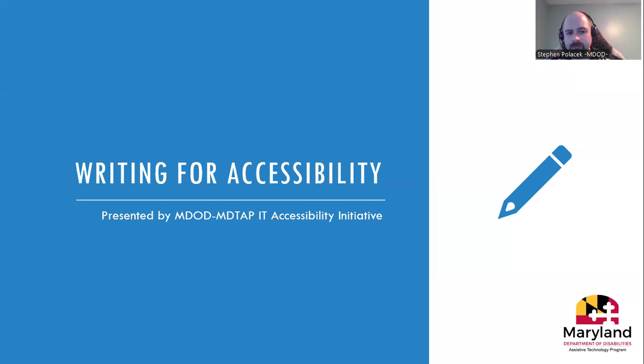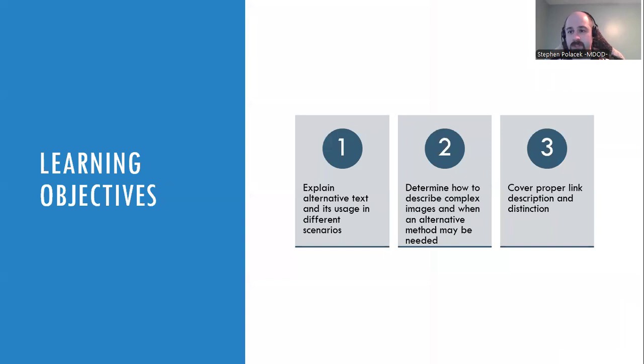With that, today's learning objectives are, first, we're going to explain what is alternative text and its usage in different scenarios. That'll be the bulk of our presentation today. Second, we'll talk about how to describe complex images, so things like infographics and charts and graphs, and when an alternative method may be needed and what some of those might look like. And then finally, we'll spend just a few minutes on how to cover proper link description and distinction so that we're making sure that we're telling people where they're going or what's going to happen when they click something, because feedback is very important.